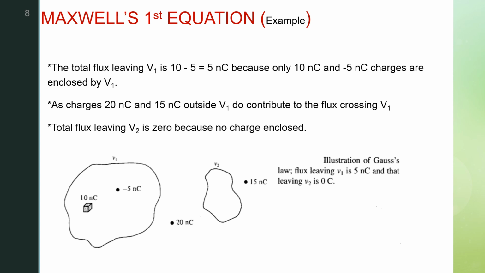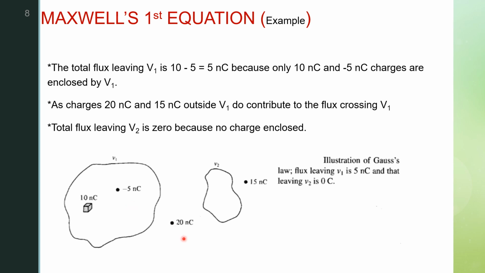Now let's look at one example for a better understanding of Gauss's law. Consider the charge distribution as shown in this figure, where V1 and V2 are the closed surfaces or volumes. The total flux leaving V1 is 10 minus 5, that's equal to 5 nanocoulomb. 10 nanocoulomb minus 5 nanocoulomb is equal to 5 nanocoulombs, because only 10 nanocoulomb and minus 5 nanocoulomb are enclosed by V1.